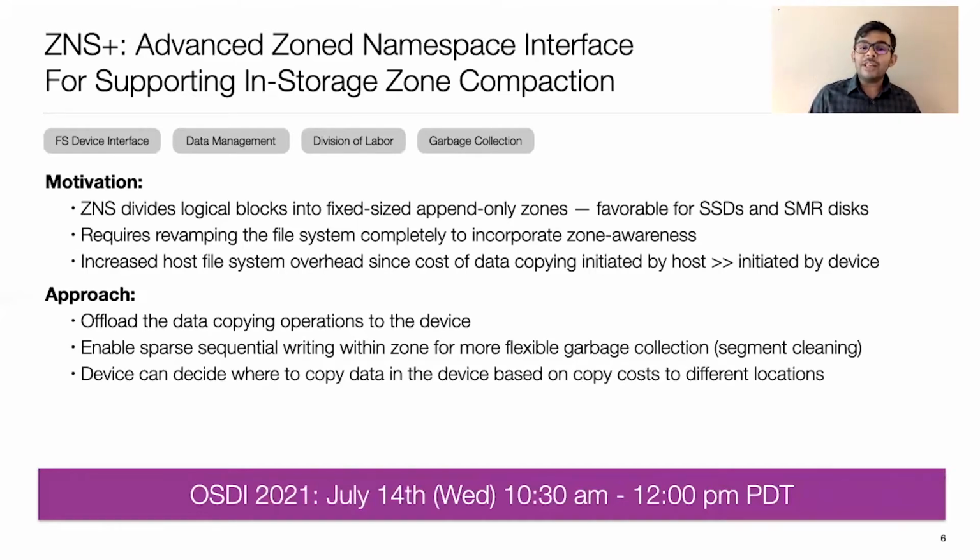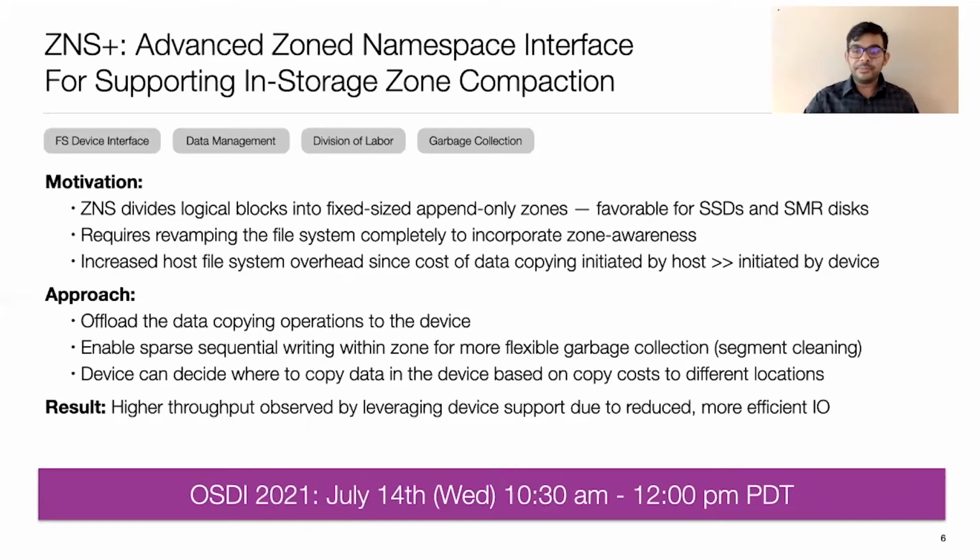And they also have identified rules that can be implemented in the device, where the data copy operation, once offloaded to the device, can choose from multiple different potential places to put the data and have a cost metric associated with them to store the data wherever the cost is lesser. This results in higher throughput observed by leveraging the device support due to reduced, more efficient I/O by not having the host involved in all activities.